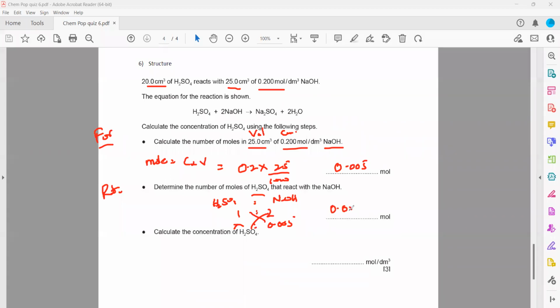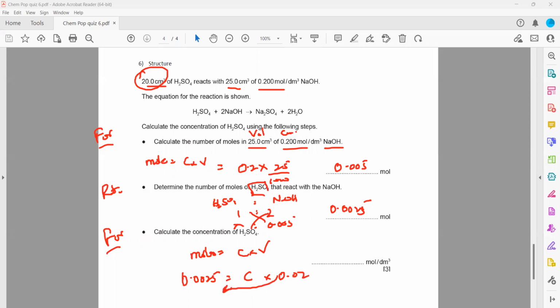And now the concentration we need. Again, the third part is by formula. Moles equal concentration times volume. Moles of sulfuric acid we worked out, which was 0.0025. Concentration we don't know. What about the volume of sulfuric acid? That is 20, but in cm cubed, you have to convert into dm cubed, so it will be 0.02. And 0.02 is multiplied, so on the other side it will be divided. So you get the concentration of sulfuric acid, which is 0.125 moles per dm cubed.